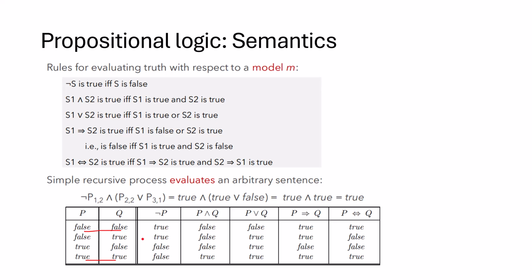If p is false, this is true. If p is true, this is false. P and q is true only when both are true, otherwise it is false. P or q is false only when both are false, otherwise it is true, as long as one of them is true. P implies q is false only if p is true and q is false, otherwise it is true.